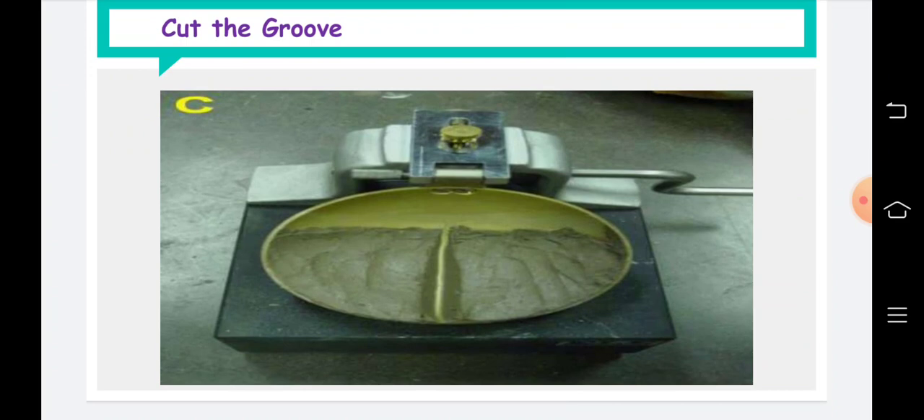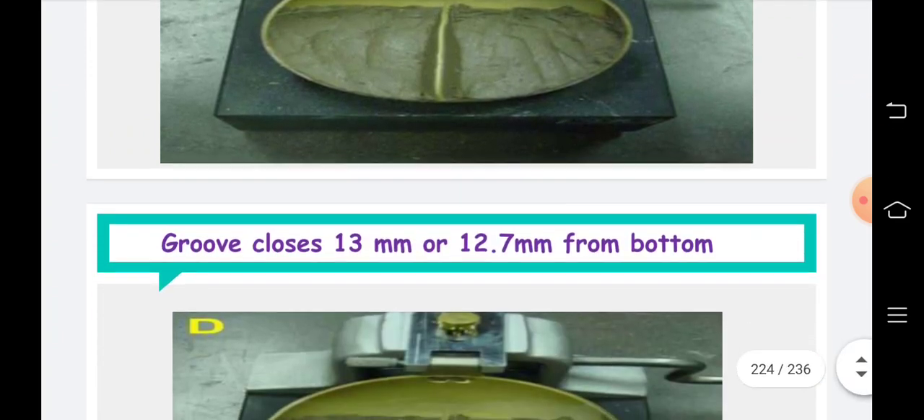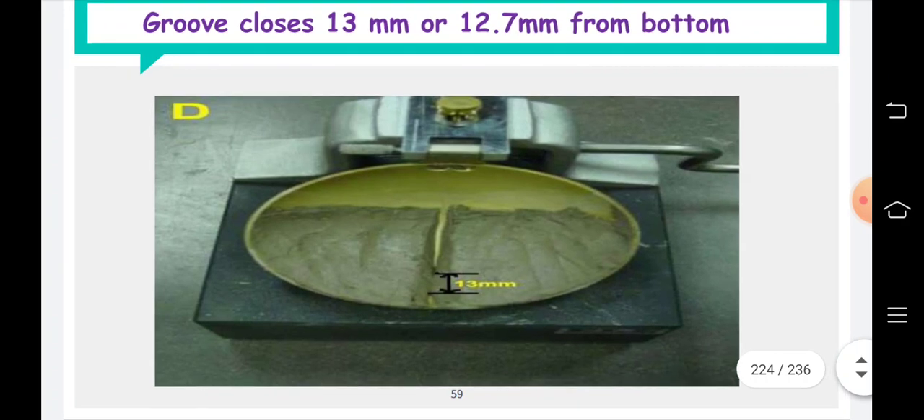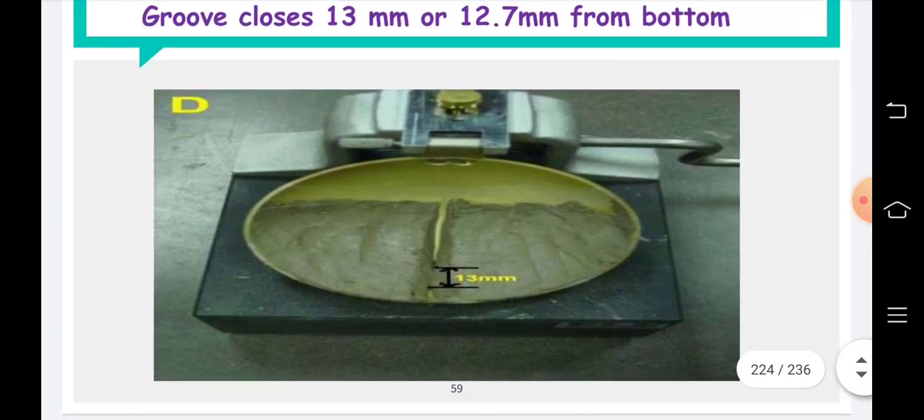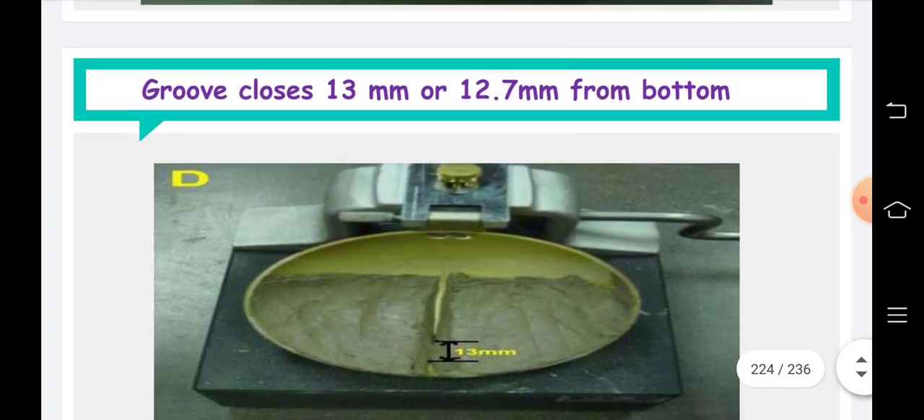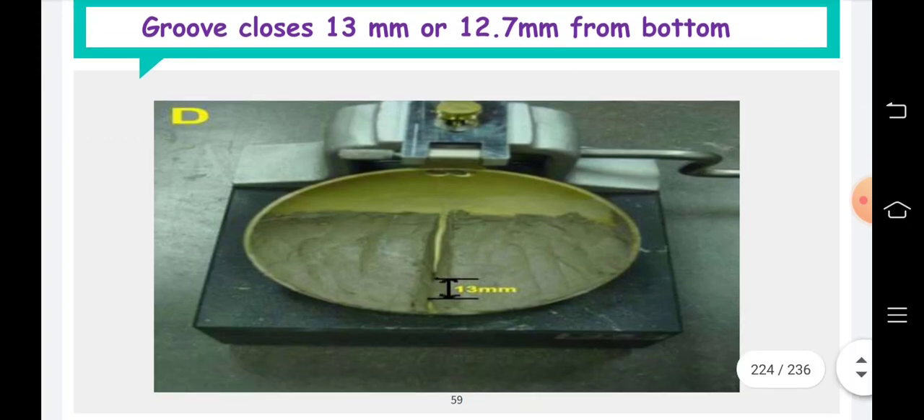Then give the number of blows with this handle, and note that due to the blows, the cup will shift up and down. Due to this rapid movement of the cup, the soil sample comes closest together at the bottom, for 12.7 mm, and then stop giving the blows.